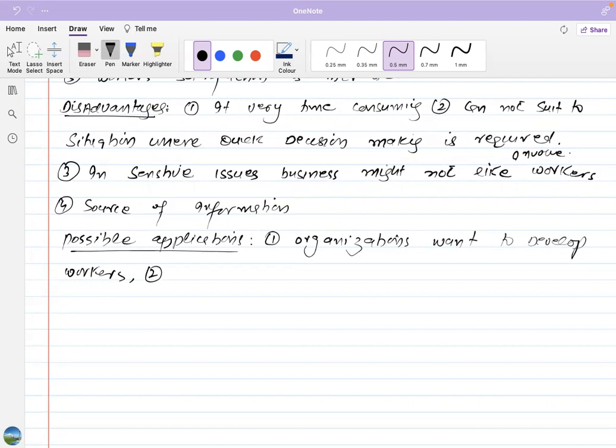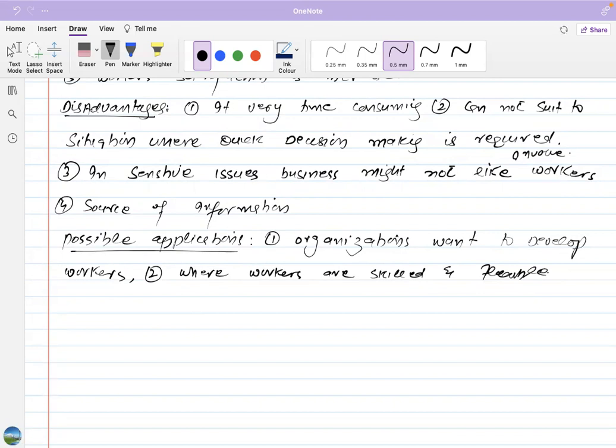Where the workers are experienced and flexible, then also this style of leadership is useful. Workers are skilled and flexible. Such a style of leadership is very useful.